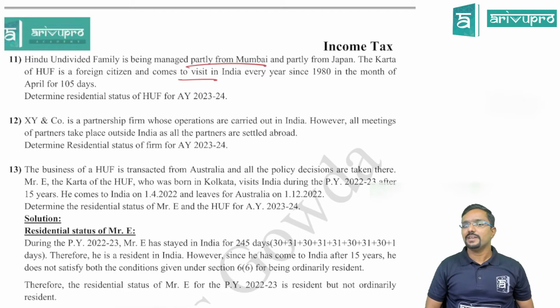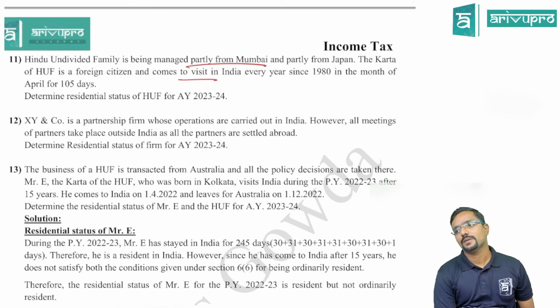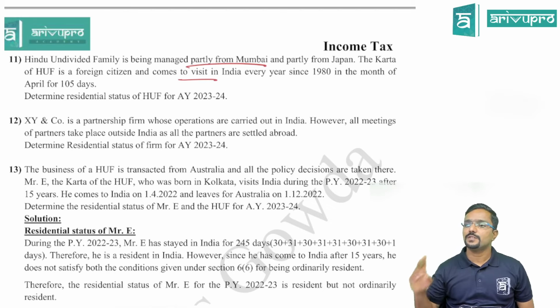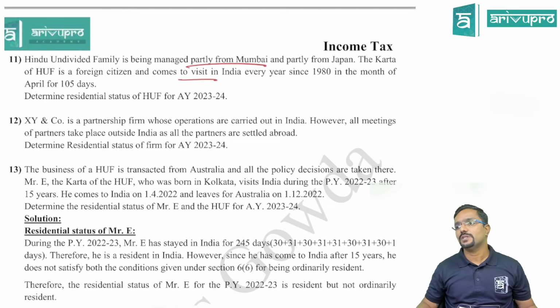Don't simply write 7 years, that is also not the complete answer. You have to complete it. During 7 years preceding the previous year. Full stop. So these two sentences explain that he has satisfied both the conditions given under section 6.6. Leave one line gap and write the conclusion.